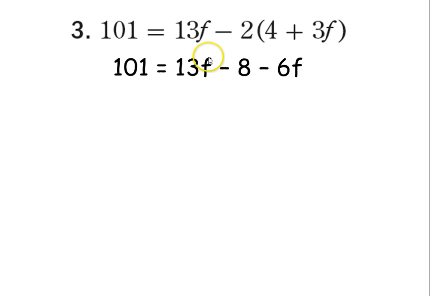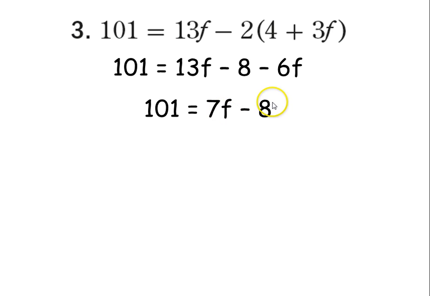The like terms that we have here are 13f and negative 6f. So we have 13f minus 6f, and 13f minus 6f is 7f. So we still have the 101 on the left side of the equation. The 7f comes from 13f minus 6f, which leaves us with 7f, and then minus 8 because nothing happened with that. Now we have a basic two-step equation to solve.